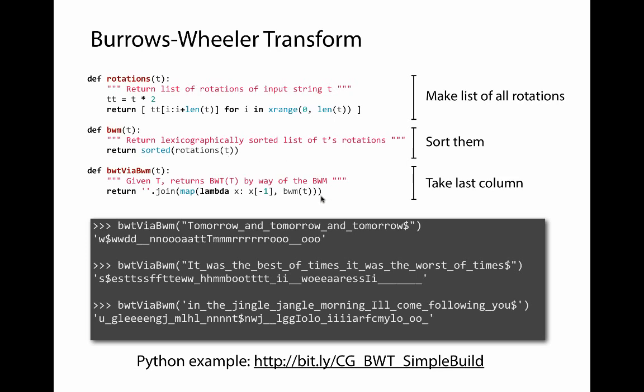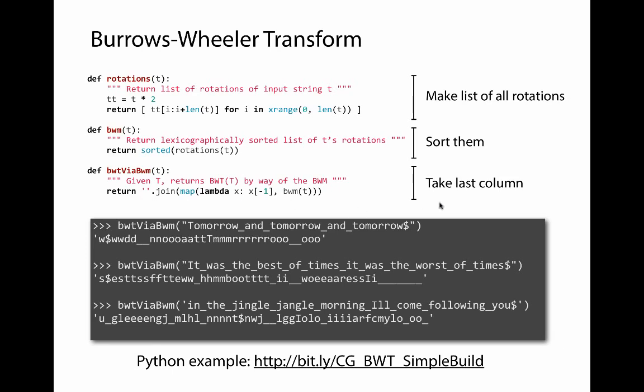The third function, given t, will return the Burrows-Wheeler transform of t, and it does that in terms of the functions above. Basically all it's going to do is take the Burrows-Wheeler matrix of t and then map a function to it, which just takes the final character of every row and then joins them all together, so that you're essentially getting the characters of the final column of the Burrows-Wheeler matrix together in a string.